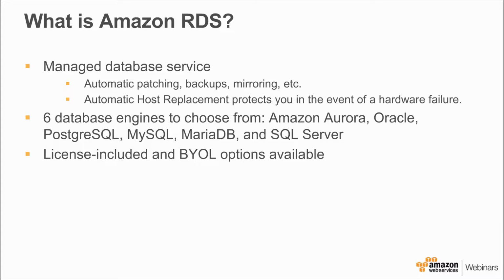So how does that compare with Amazon RDS? The Amazon Relational Database Service makes it easy to set up, operate, and scale a relational database in the cloud because it is a managed service. You have options that you can control, but the patching, backups, mirroring, etc. can be handled automatically, which makes your job easier. You can focus on what you need to focus on. Automatic host replacement protects you in the event of hardware failure. Amazon RDS is actually available in 6 different database engines. We have Amazon Aurora, which is a cloud-optimized MySQL compatible database, Oracle, Postgres, MySQL, MariaDB, and of course SQL Server. Similar to Amazon EC2, we have a license included option as well as the BYOL.